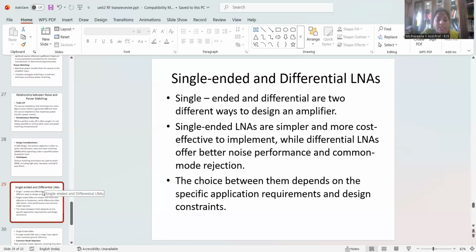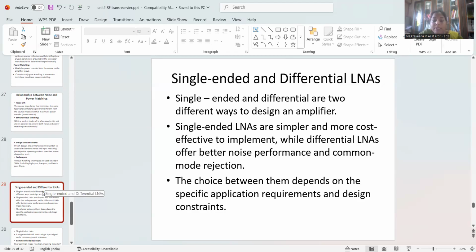And let us see about single-ended and differential LNAs. There are two architectures: the first one is the single-ended LNA and the second one is the differential LNA. In a single-ended LNA, the signal is applied to one input terminal with reference to the ground. Let us see the characteristics of the single-ended LNA. The circuit is very simple and it consumes very low power. The chip area is small and it is easy to design. These are the main features.